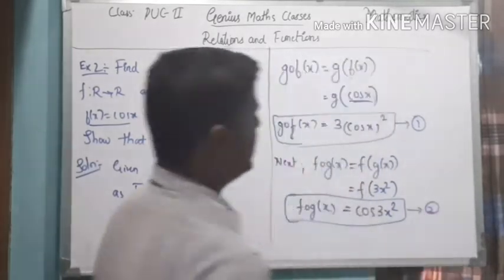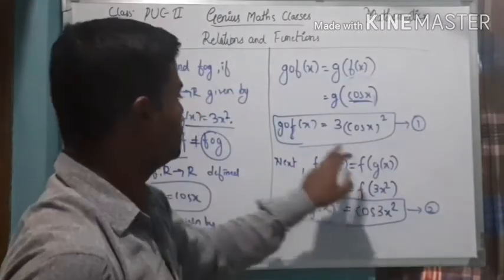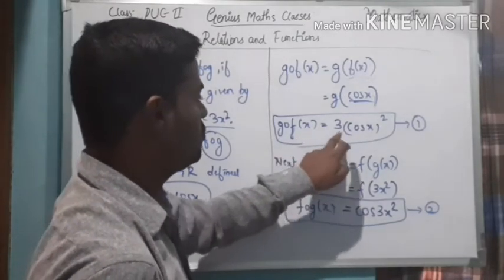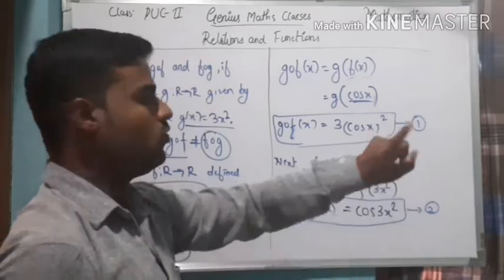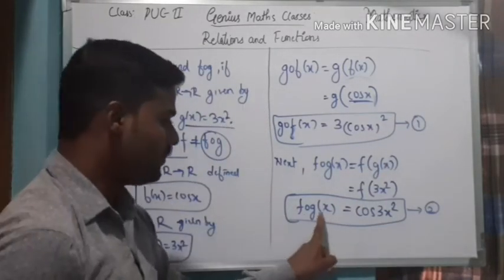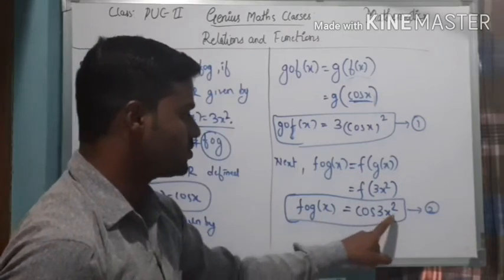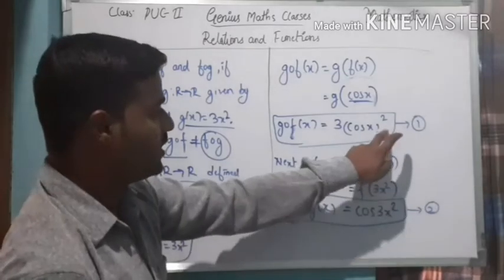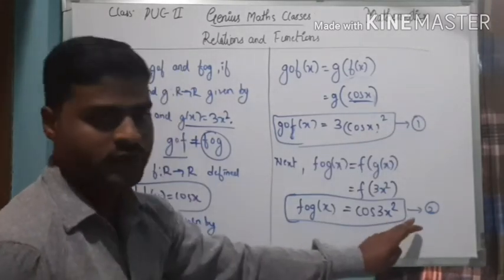Just observe here, 1 and 2. This is g naught of f of x equal to 3 cos x whole square, case 1. And f naught of g of x equals cos 3x square. But observing these, are they equal? No. 3x square is different and cos 3x square is different.